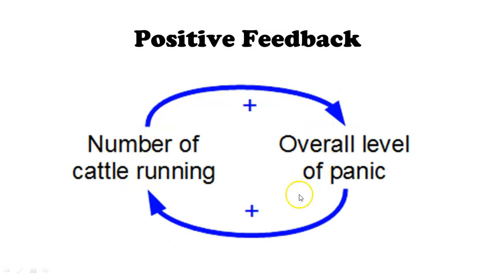So in our positive feedback loop here, we have the number of cattle running increasing, and this causes the level of overall panic to increase, which then increases the number of cattle running, etc. This is how positive feedback loops can cause what we call a vicious cycle. So positive feedback loops tend to amplify changes, while negative feedback loops tend to minimize changes.